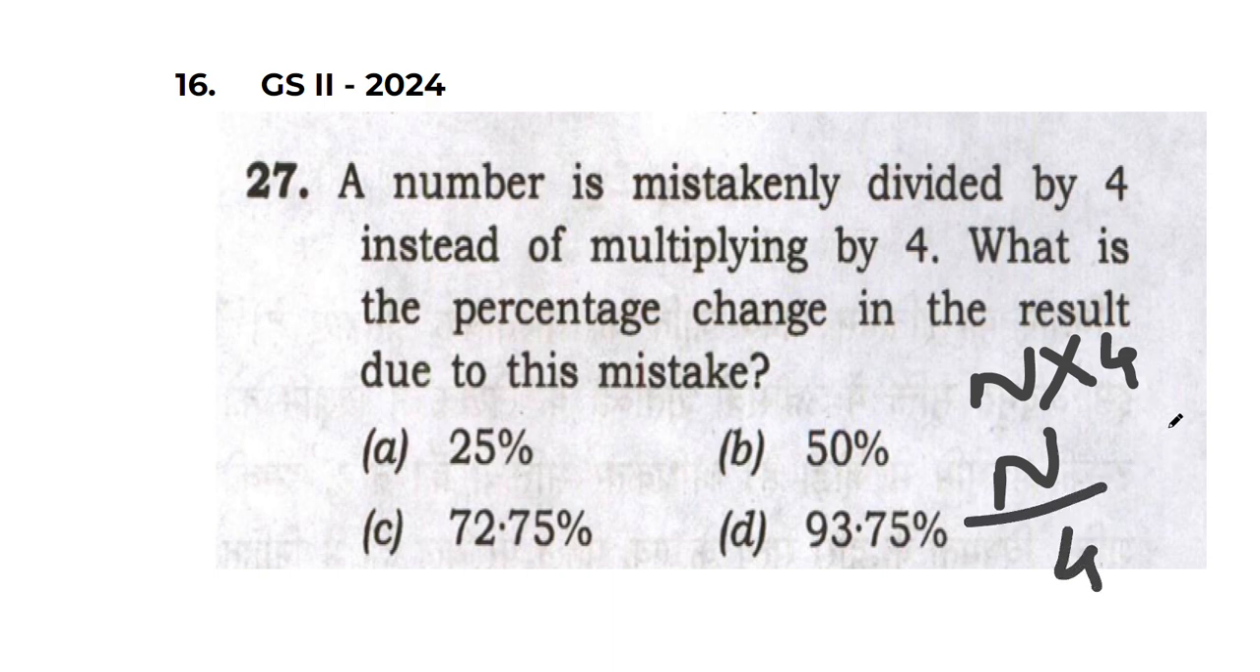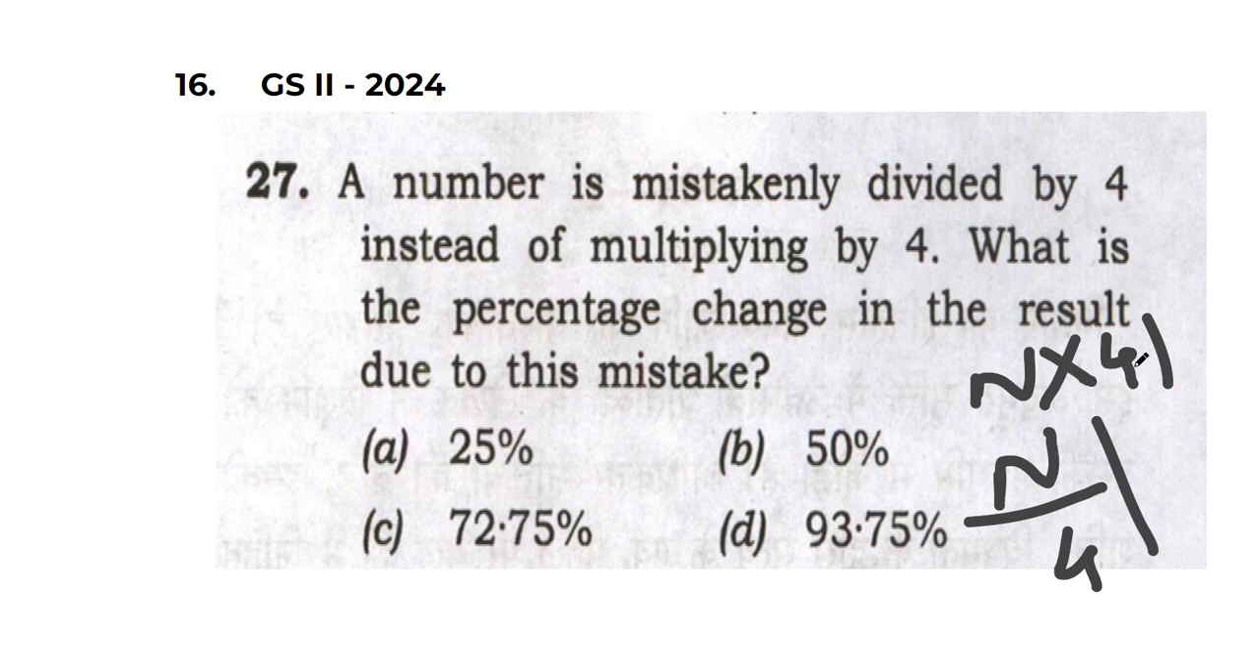Okay, so they are asking what is the percentage change in the result. They were supposed to do this, they did it. So what is the percentage change in the result? How can we calculate? I told you to assume n as 100 because nothing has been given, right? So when nothing is given in percentage problems, you can always assume n as 100.